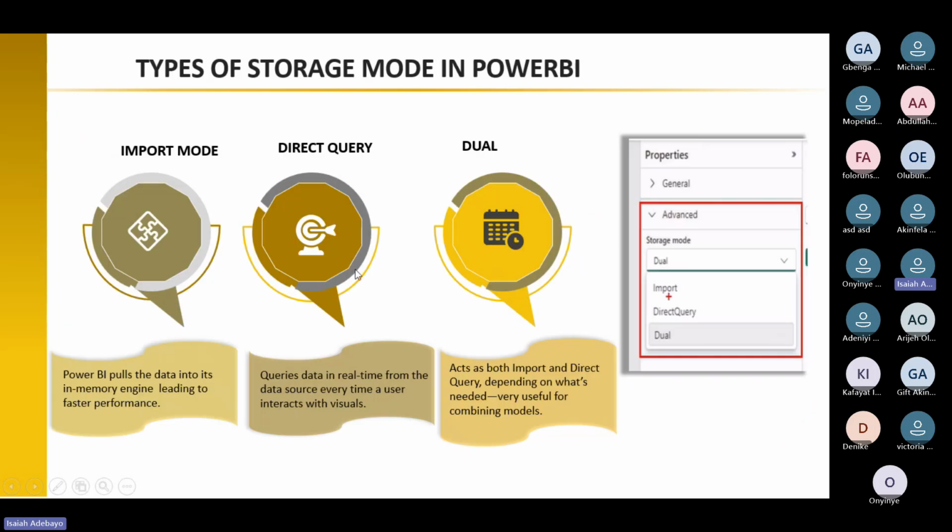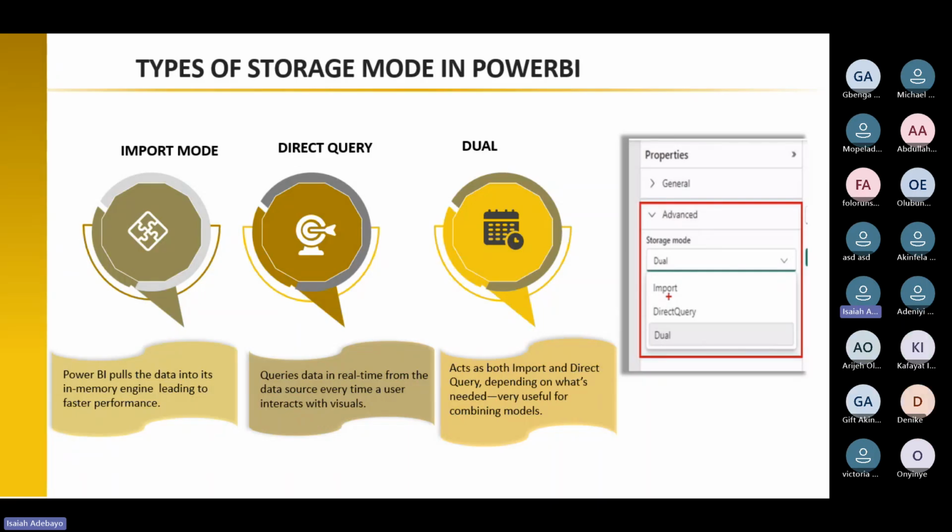Now, there are majorly, there are four actually, but majorly there are three types of storage mode in Power BI. The first one is the import mode. The second is the direct query mode. And the third is the dual mode. So we are going to talk about these three modes. We are going to talk about them in detail.